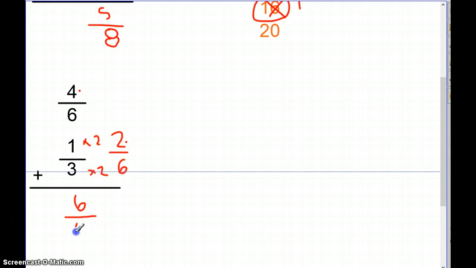We keep our denominator 6, and then, oh my gosh, what do you know about a fraction when the numerator and the denominator are the same number? Well, they're equal to 1. So our answer in this case is 1 whole. Give yourself a pat on the back if you got that correct.